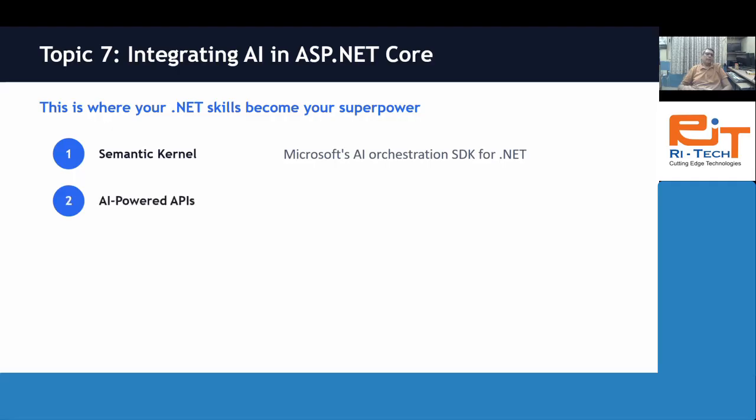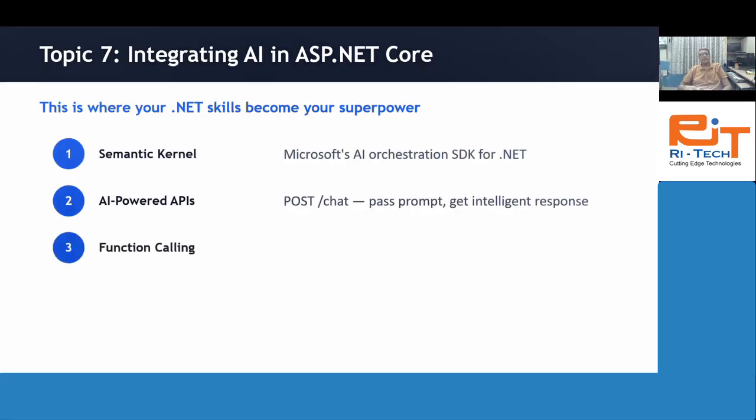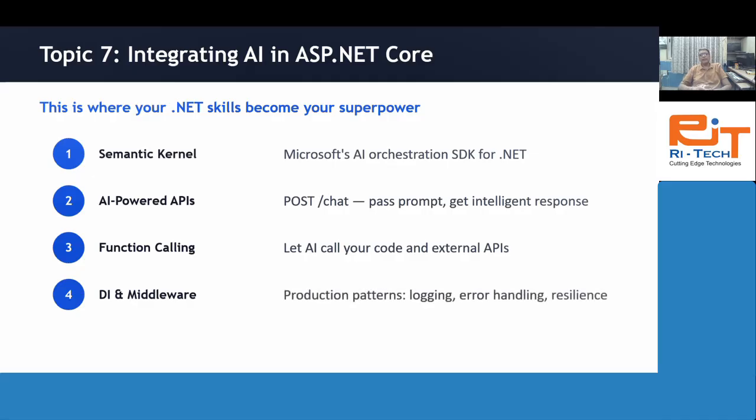Now, AI-powered APIs: post or chat, pass prompts, and get intelligent responses from your ASP.NET Core app. Function calling: let's say I call your code and external APIs. That we can do using MCP, which we learned in day one. Dependency injection and middleware are required for this. Then production patterns: logging, error handling, resilience.